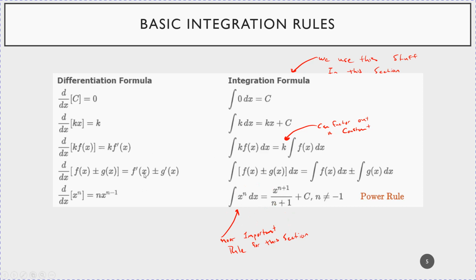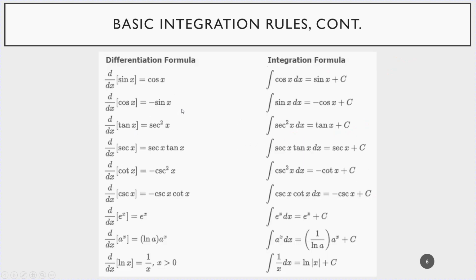All right, so have these rules very handy as you work through all your problems. And then over here we have trig, exponential, transcendental function rules. Okay, so look. The derivative of sine is cosine. That means the integral of cosine of x dx is sine of x plus c. The derivative of cosine of x is minus sine of x. Well, then if you're going to integrate just sine of x dx, you're going to get minus cosine of x plus c. And you can see all the other rules going down.